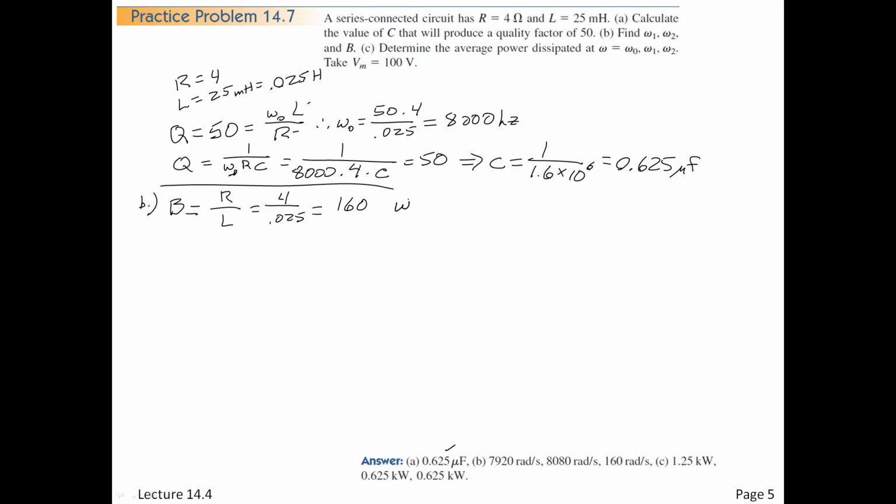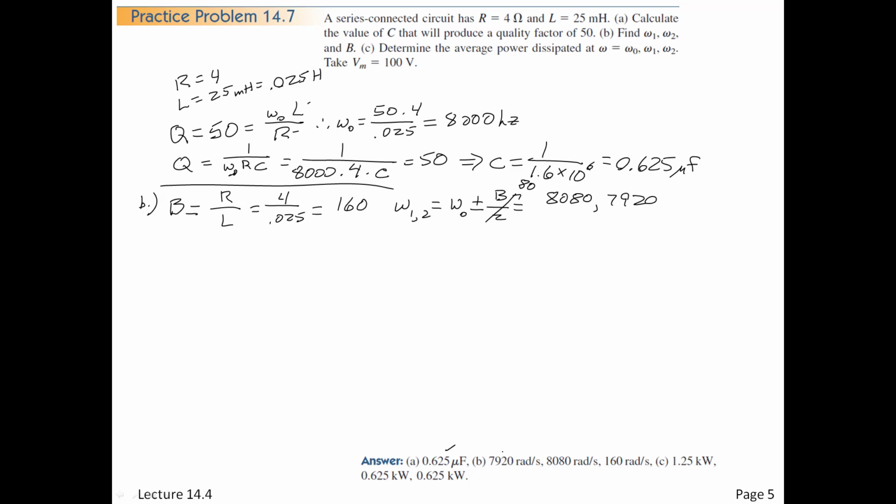So the omegas are going to be omega 0 plus and minus half of this, b over 2. And so what have we got? This thing is going to become 80. So it looks like we're looking at 8080, and what else? 8,000 minus 80 will be 7920. Okay, how does that look?